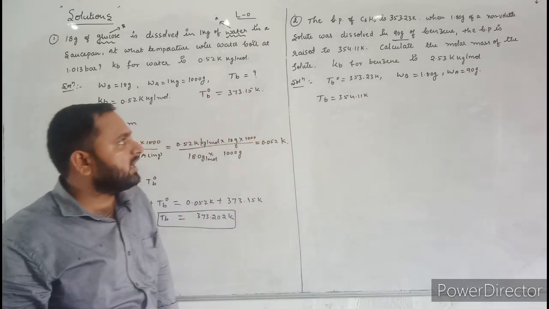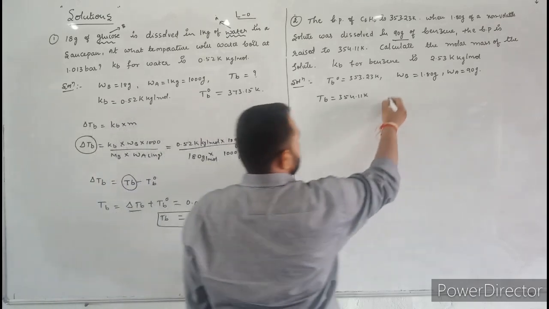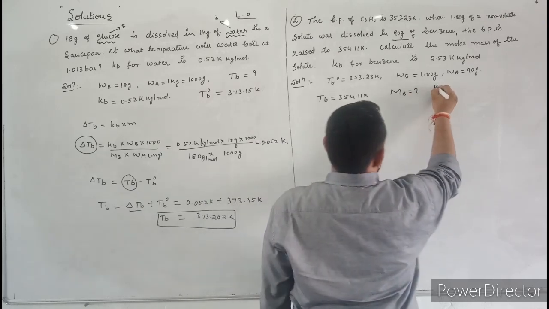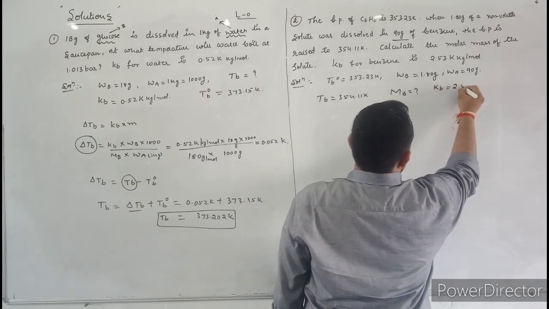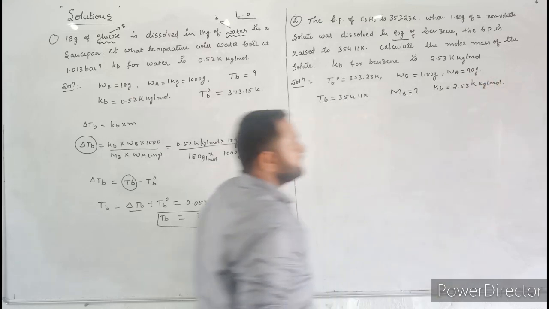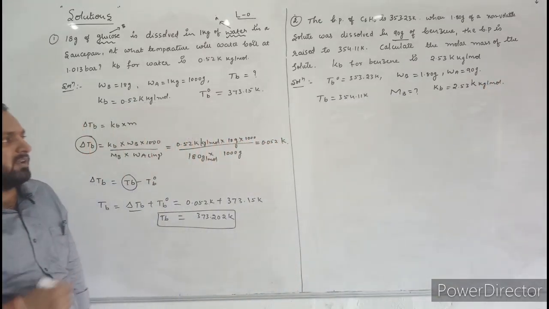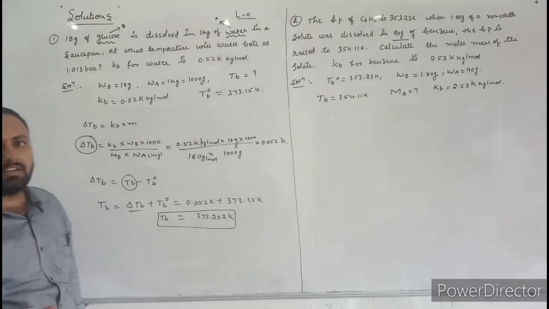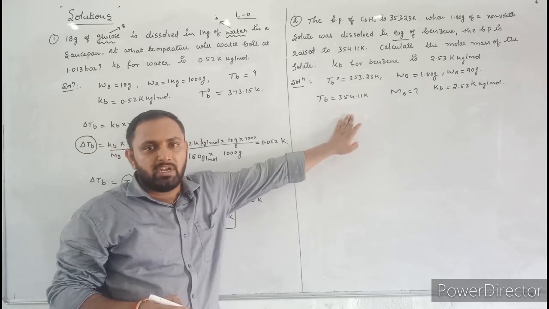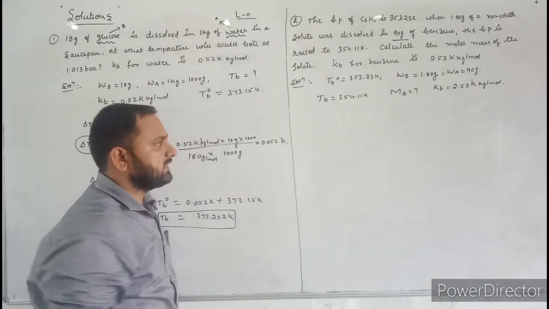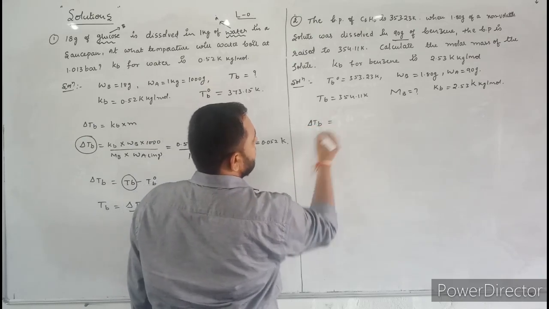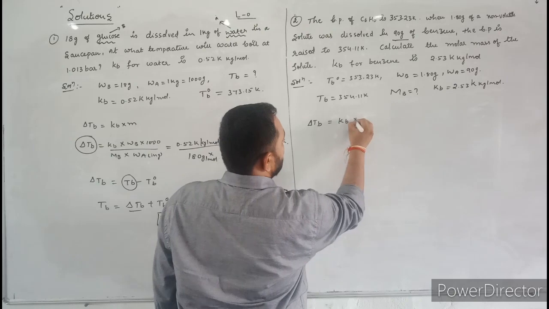Then calculate the molar mass of solute. Here the molar mass of solute is represented by MB, this is the question mark. And next, here the KB of benzene is given, 2.53 Kelvin kg per mole. Now by using this data we have to calculate the molar mass of solute. Now first let us write the relation between elevation in boiling point and molality. What is the relation here? Delta TB is equal to KB into molality.